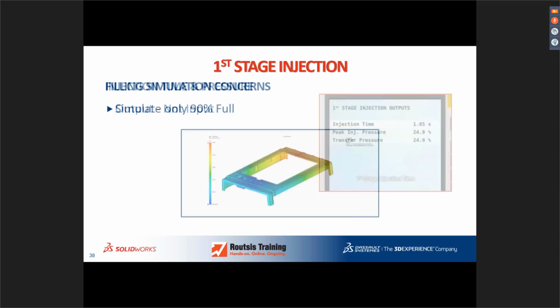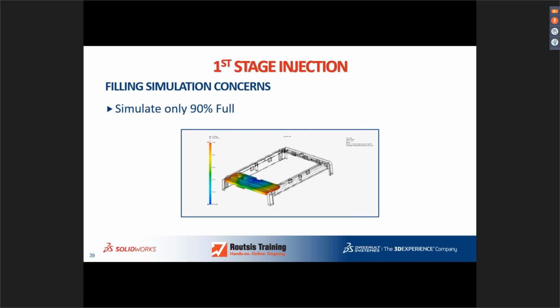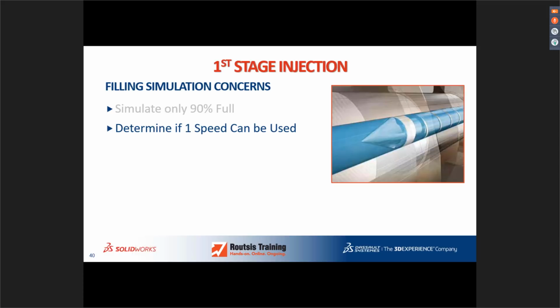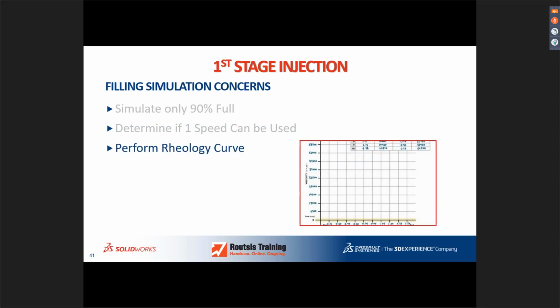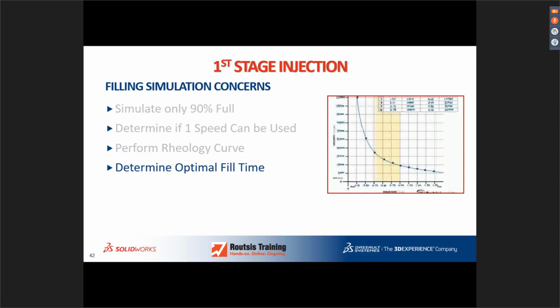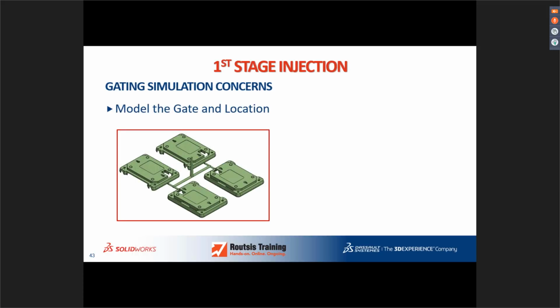So we want to make sure we can differentiate that. Here's where simulation can help. You can simulate and look at what a part looks like at about 90% full, just to see where it's going. And you want to determine if just one speed can be used. You'd like to perform a rheology curve, because that is certainly going to help you understand how things stabilize. And with this, you can determine what the optimal fill time is going to be. And you can see this quite easily with simulation.